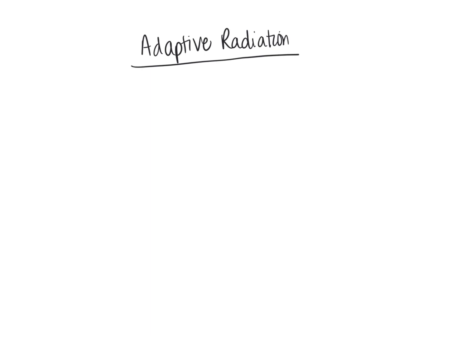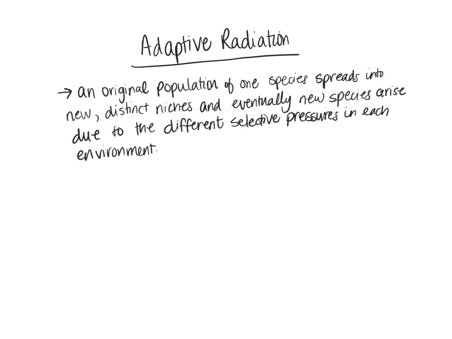So in adaptive radiation, what you have is an original population that has all the same species, and then thanks to new niches that open up, the species is able to become different species because of the environmental pressures that are in each of the different niches.